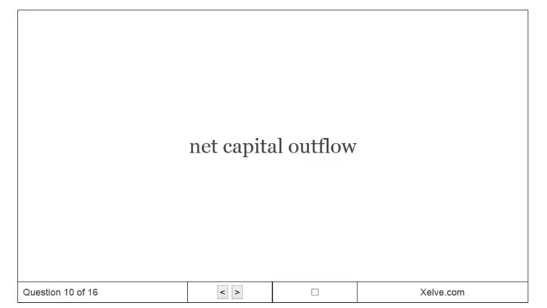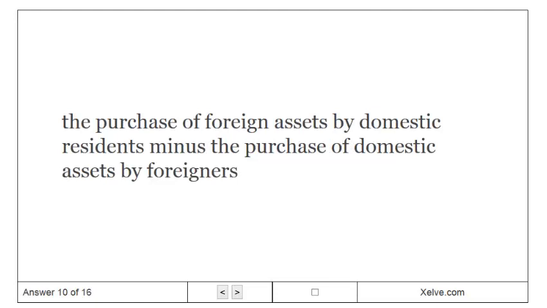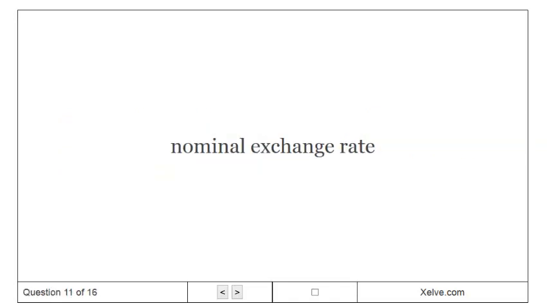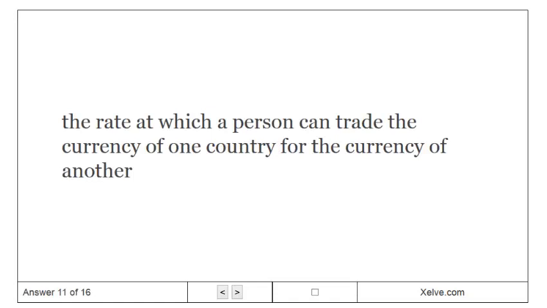Net capital outflow. The purchase of foreign assets by domestic residents minus the purchase of domestic assets by foreigners. Nominal exchange rate. The rate at which a person can trade the currency of one country for the currency of another.